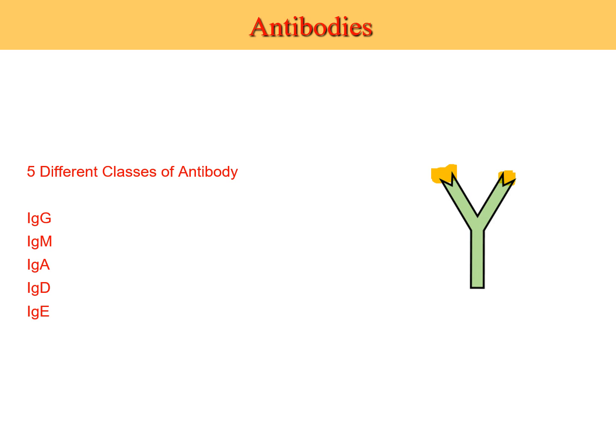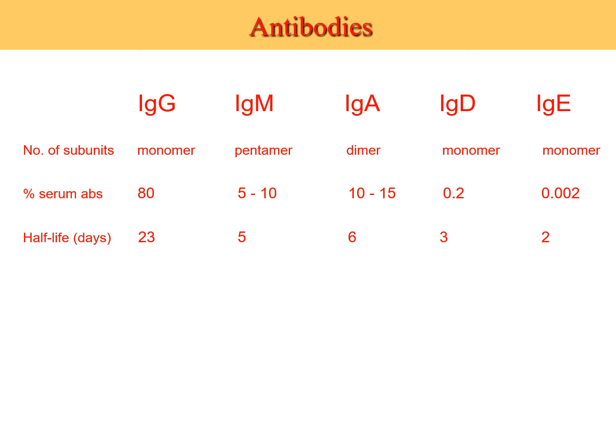But you have 5 different classes of antibodies, and I just always call it GMADE: IgG, IgM, IgA, IgD, and IgE. Ig stands for immunoglobulin. Remember, it's immune. It's a globulin, which is a globular protein in the plasma. There are 5 classes, G, M, A, D, and E, and we'll go through each one and talk about some basic fundamental characteristics of each.